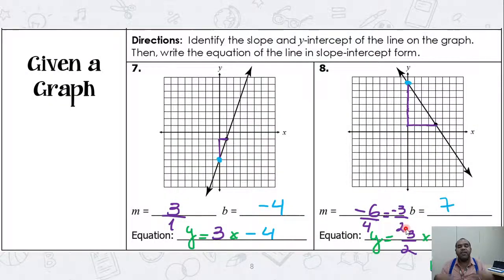Here, guys, if I give you a graph, what I have to do is identify the slope and the y-intercept. As I told you guys, the y-intercept is when my graph touches the y-axis over here. It's the same thing here. And my slope, what is my slope? I think you remember, slope is rise over the run. Remember, rise and run.